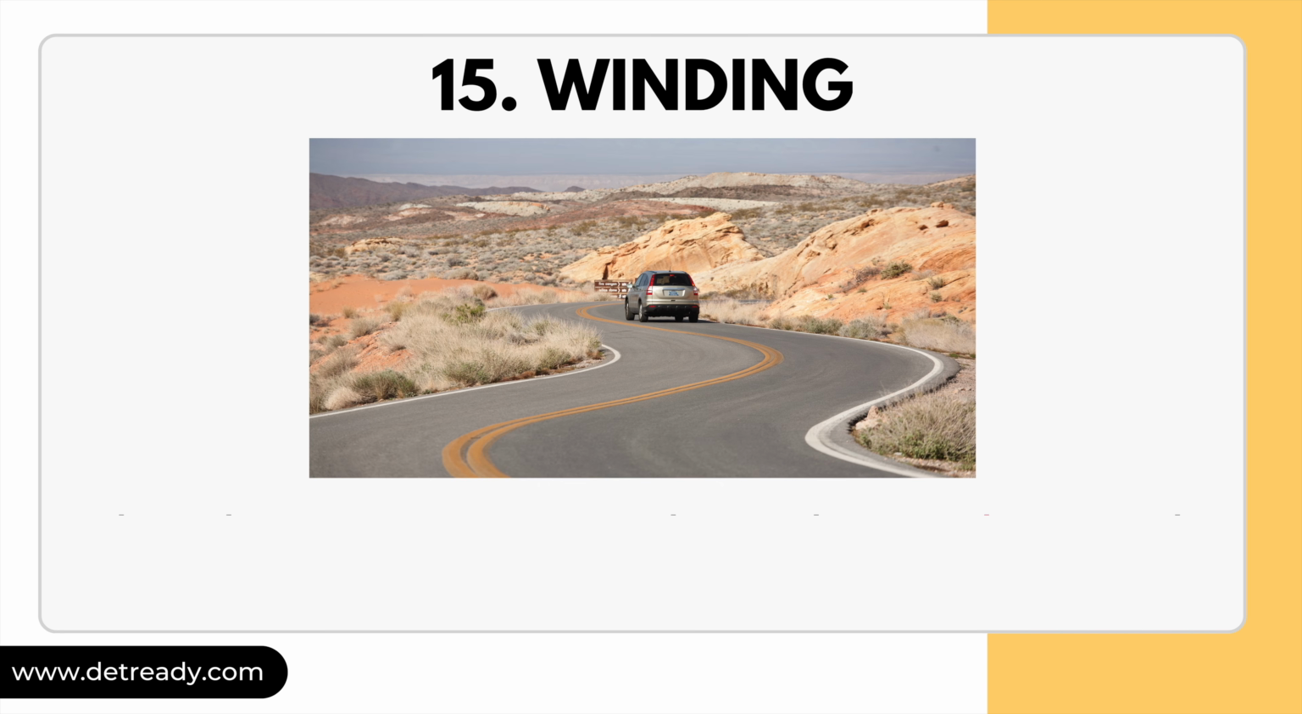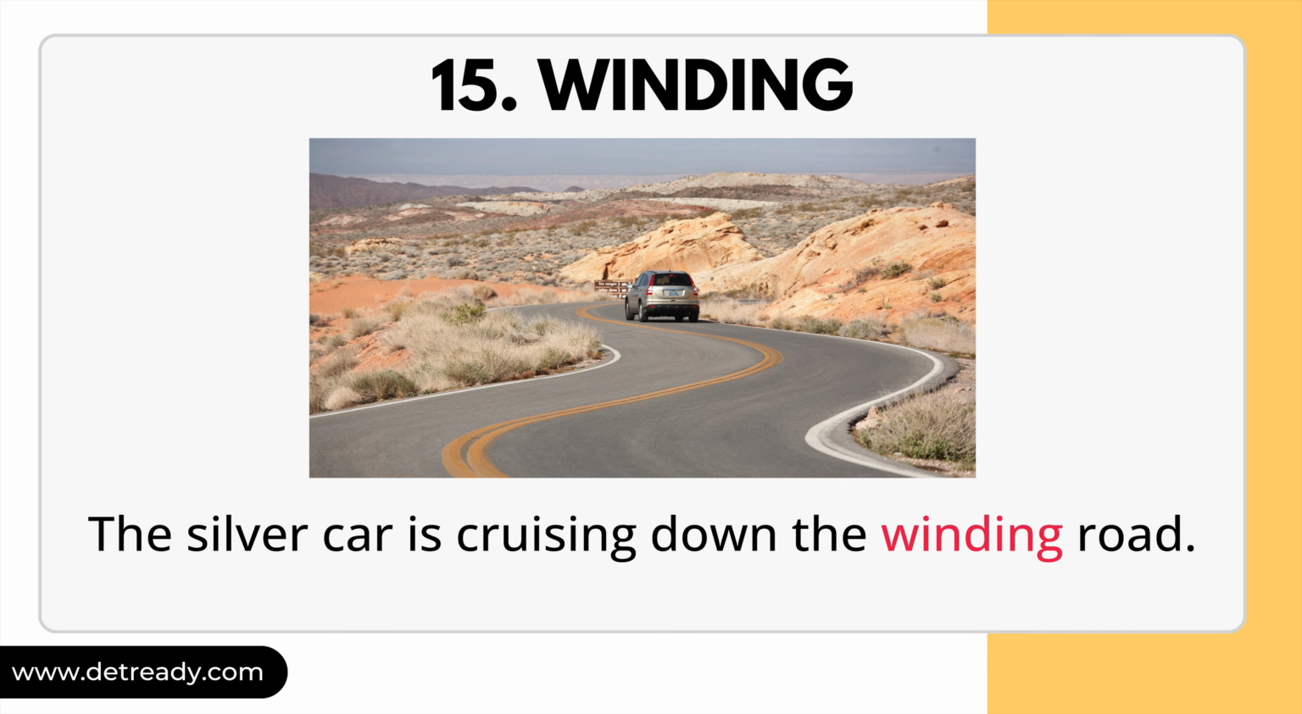How would you describe this road? Is it straight or is it winding? Well, of course it's winding. It curves and twists a bit like a river. So you can either see a straight road or a winding road. The silver car is cruising down the winding road.